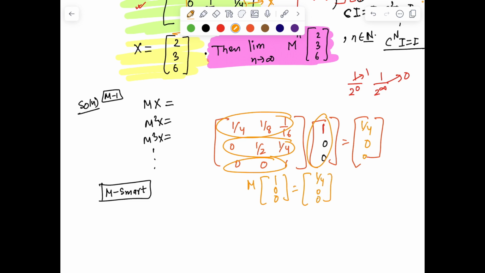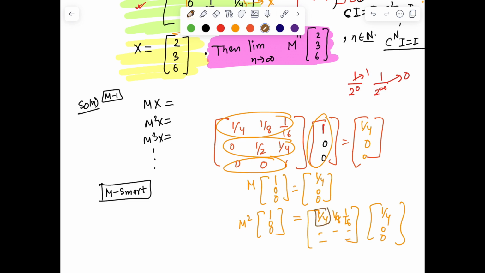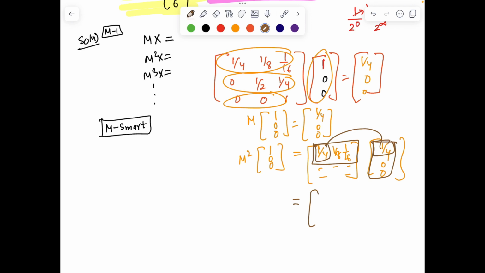What about M square? What if I further multiply this with M? So M square times 1, 0, 0. This I can pre-multiply with, again we have 1 by 4, 0, 0. That will react with 1 by 4, 1 by 8, 1 by 16, and the rest of the terms as they are. Clearly the only difference produced is when the first term of the row vector hits the first term of the column vector. That will give me 1 by 4 square, again 0, 0. Now you can see with induction, M to the power n times 1, 0, 0 is going to give me 1 by 4 to the power n, 0, 0.